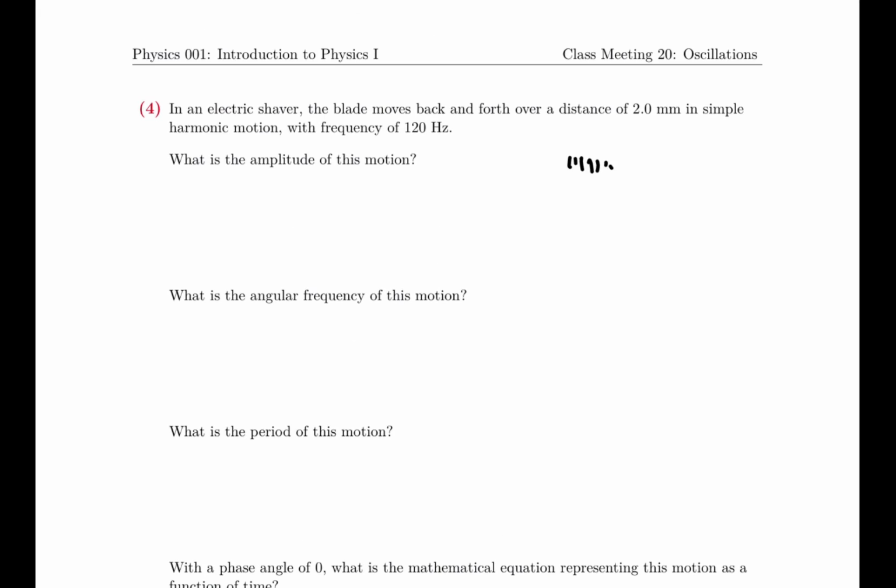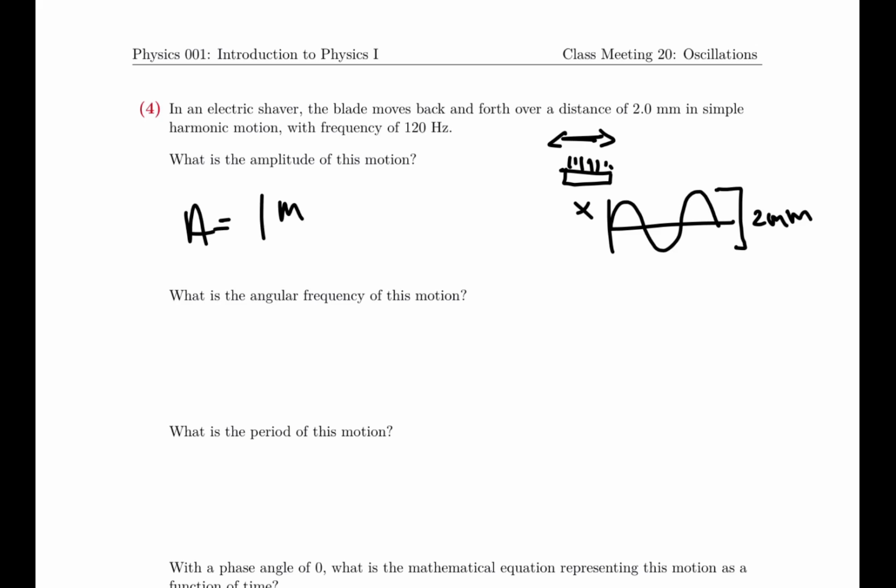All right, you have an electric shaver whose razor blade moves back and forth over a total distance of 2 millimeters. So essentially, if we were to plot the position of the blade as a function of time, it might look something like this. And it's saying this entire distance from top to bottom is 2 millimeters. Therefore, its amplitude is half that, or 1 millimeter. Amplitude is from middle to top or from middle to bottom.